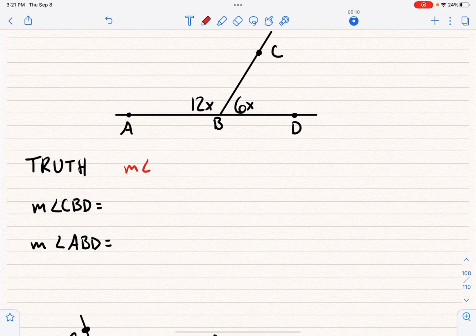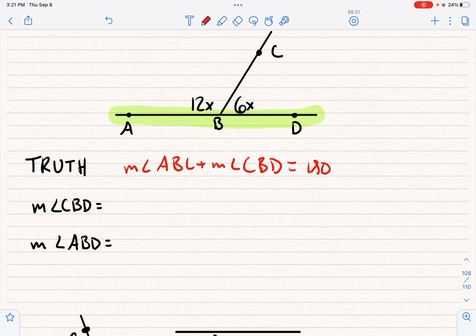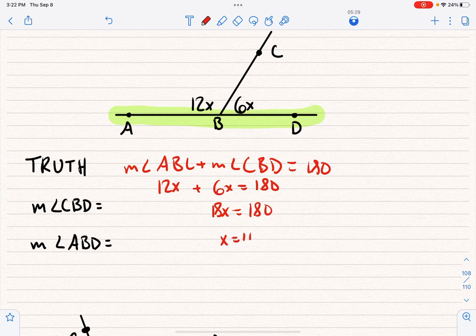So we say the measure of angle ABC plus the measure of angle CBD all must add up to be 180 because they create this straight angle. Substitute in what you know. This is 12x plus 6x equals 180. That means that 18x is equal to 180, so therefore x is 10.